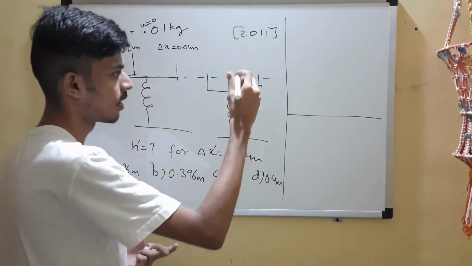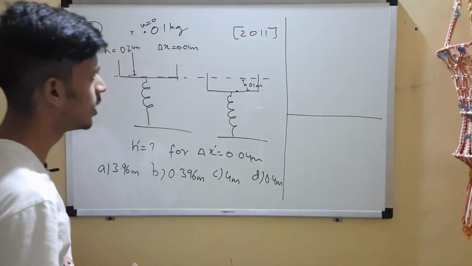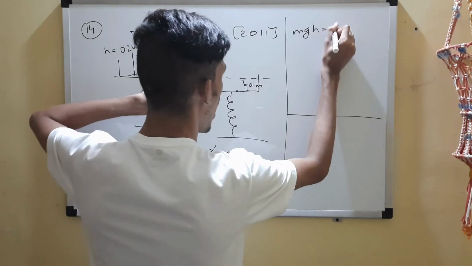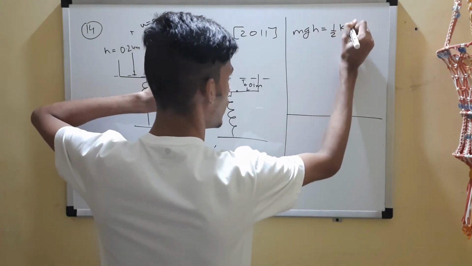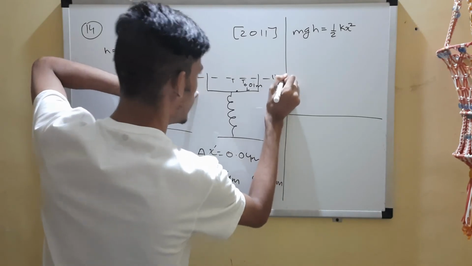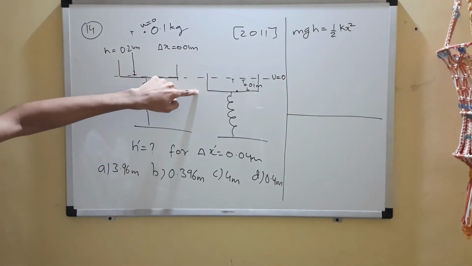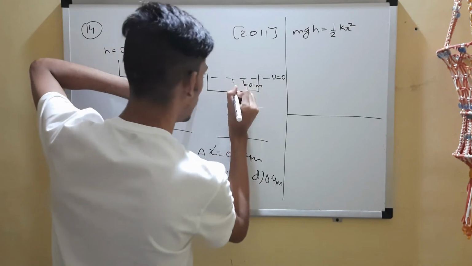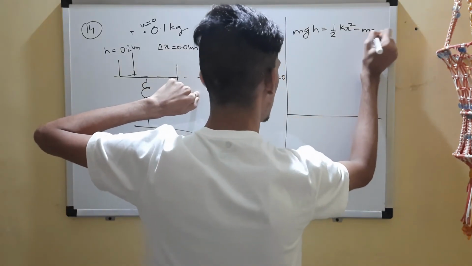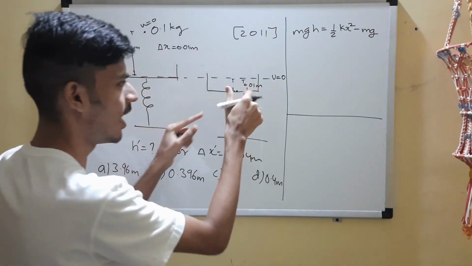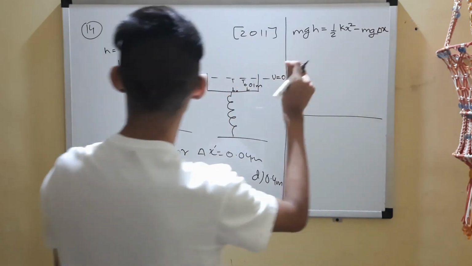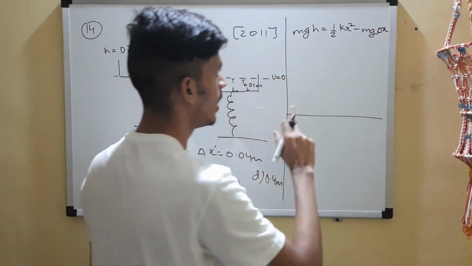Now let's apply conservation of energy over here. So mgh, the initial energy, will be equal to half kx square, and don't forget this, right? This is where we consider potential energy to be 0, and this is some negative potential energy. So we have to account for that too, which will be mg, and this distance will be nothing but, I have shown it here, x dash, sorry, in this case it will be delta x.